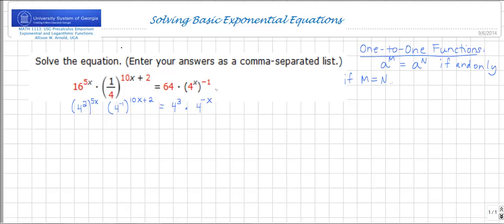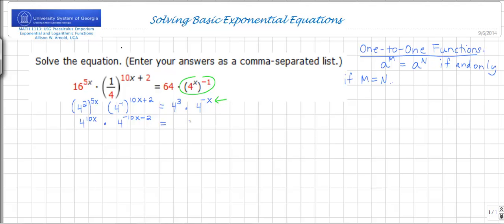16 is 4 squared, 1/4 is 4 to the -1, 64 is 4 cubed, and 4 to the x, of course, is itself. Enacting a rule of exponents here, power to a power, you multiply exponents, and we get this result. I can enact that same rule for 4 squared to the 5x and get 4 to the 10x. Likewise, 4 to the -1 raised to the 10x plus 2 is 4 to the -10x minus 2, multiplying the exponents.